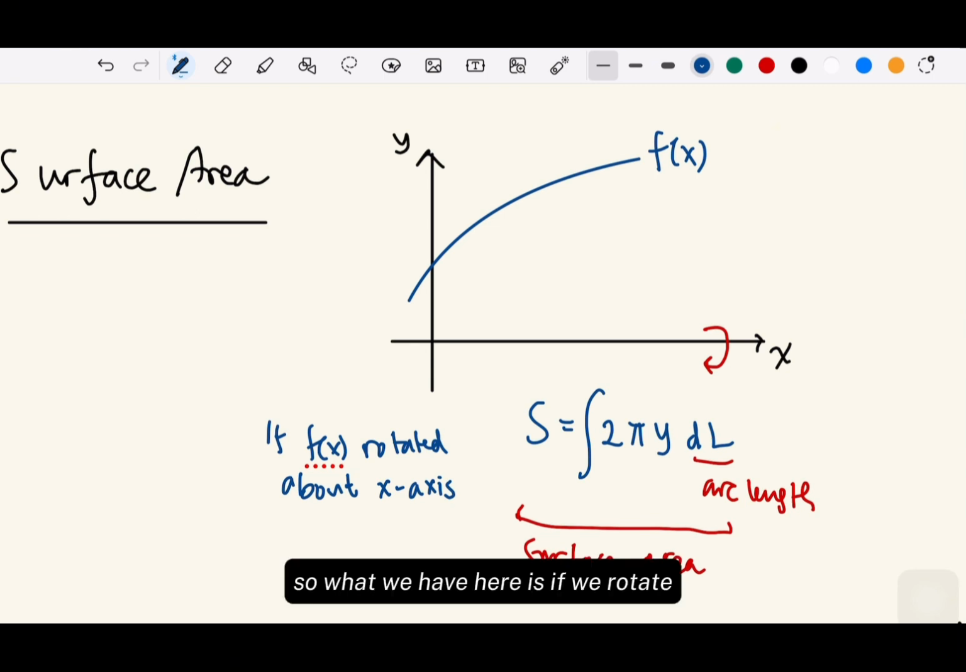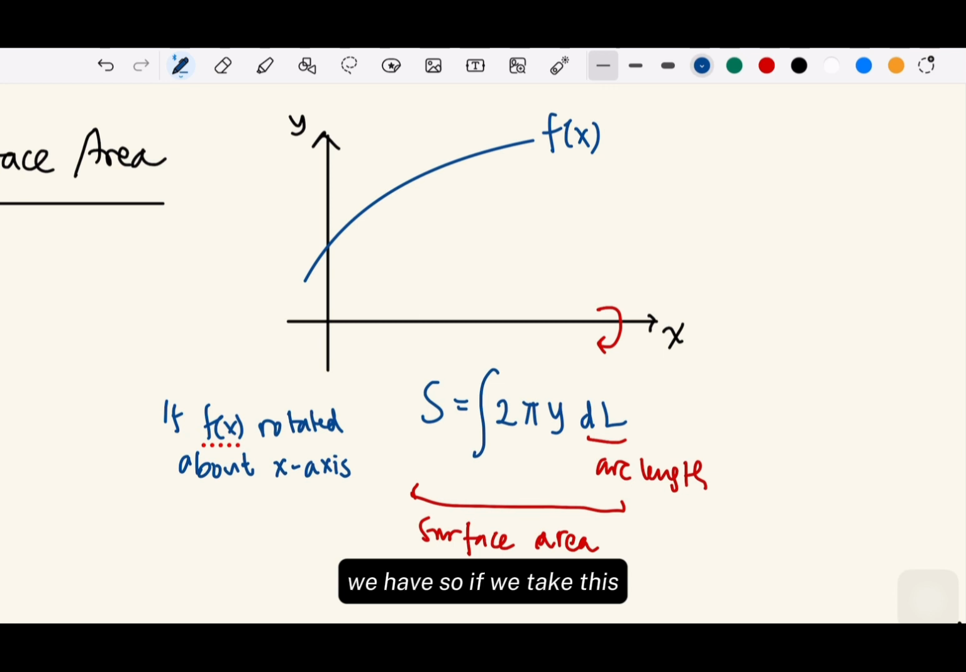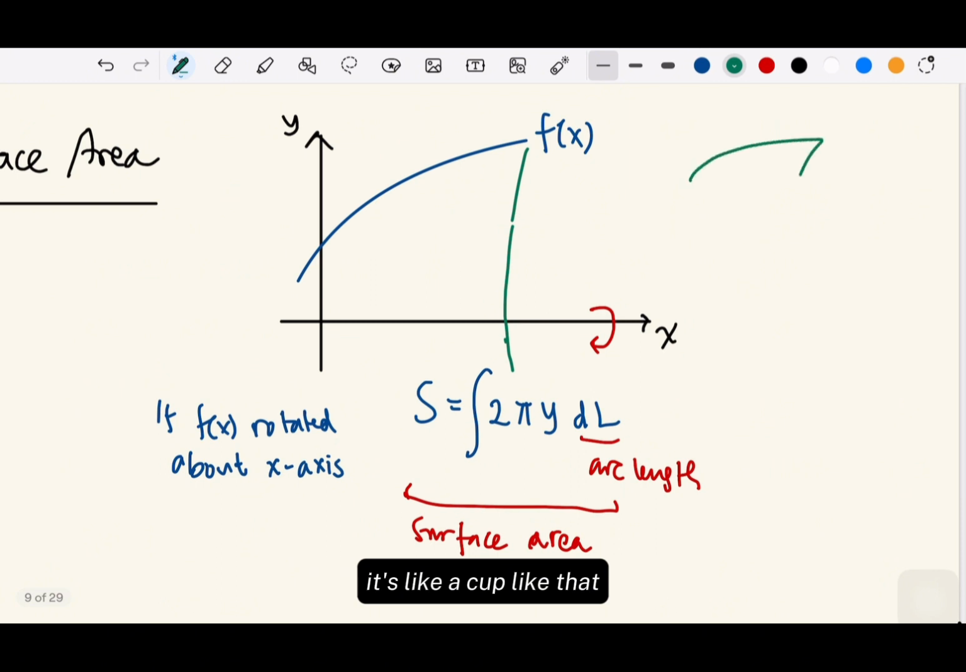Okay, now continue the surface area. So what we have here is if we rotate, so let me just draw what kind of shape we have. So if we take this and rotate, it's like this, right? It's like a cup like that.